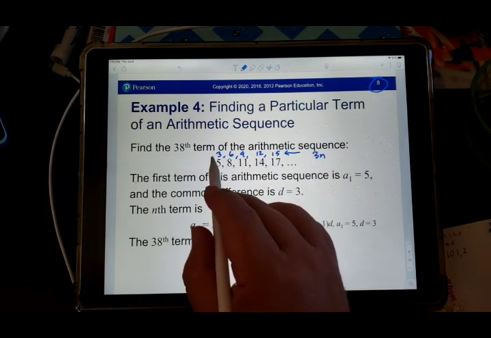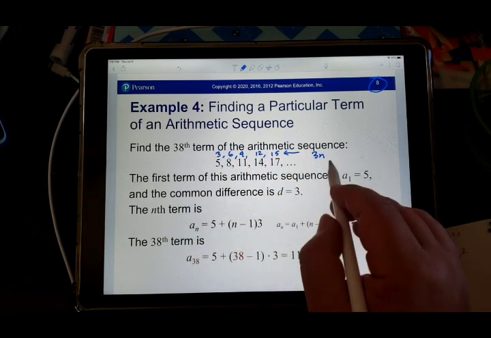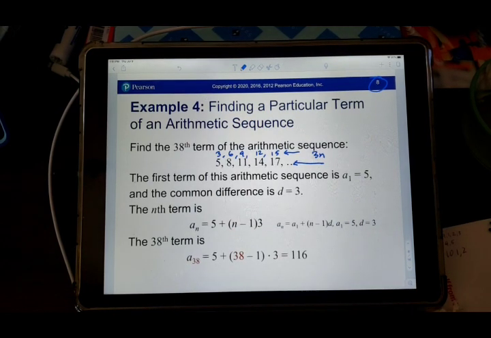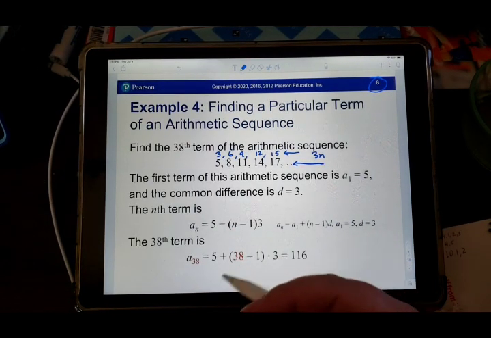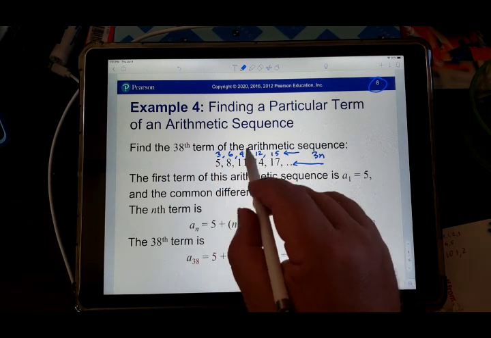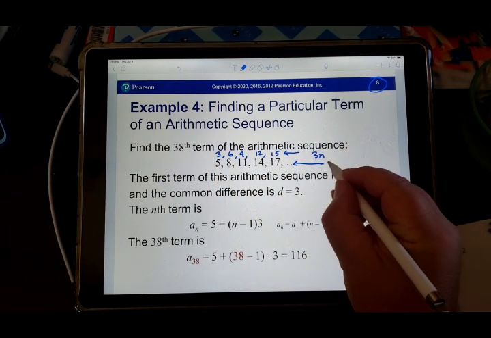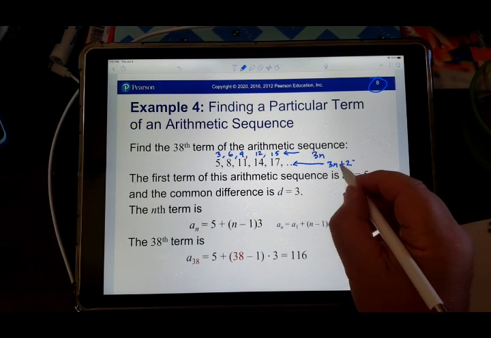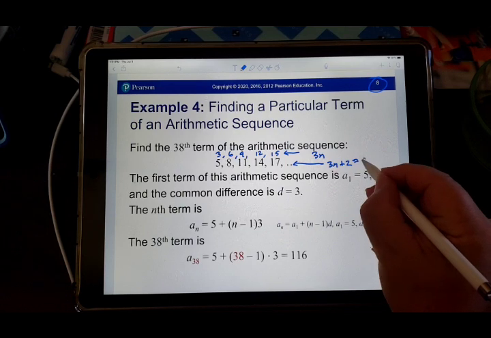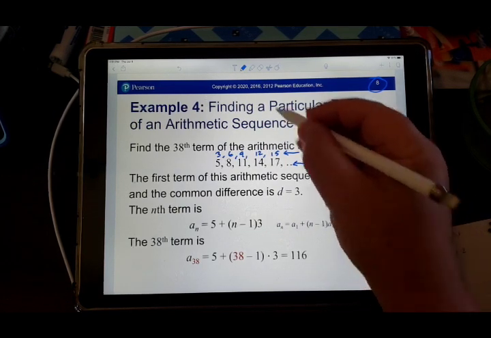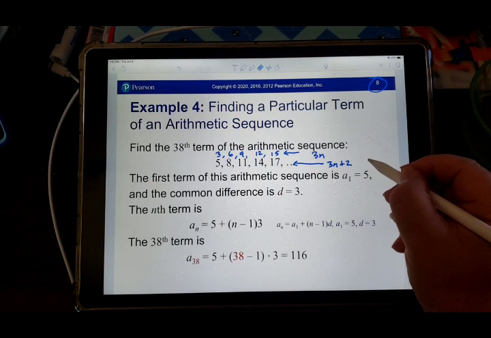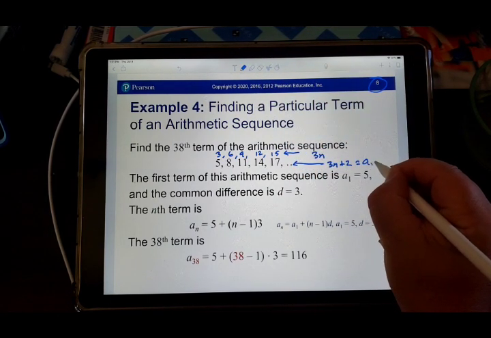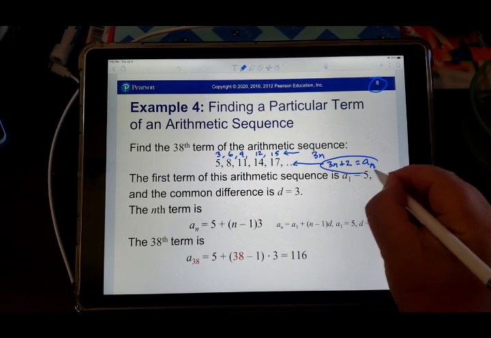3, 6, 9, 12. It's 3 times 1, 3 times 2, so it's 3n. But look at the sequence I want. It's not the same sequence every time; the entries are 2 more. So we know one way to write the answer for this: A sub n equals 3n plus 2. That is where we left this discussion in 9.1.